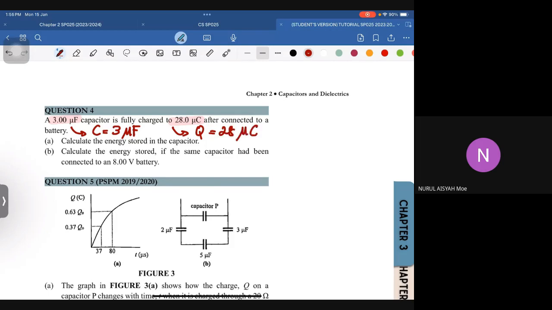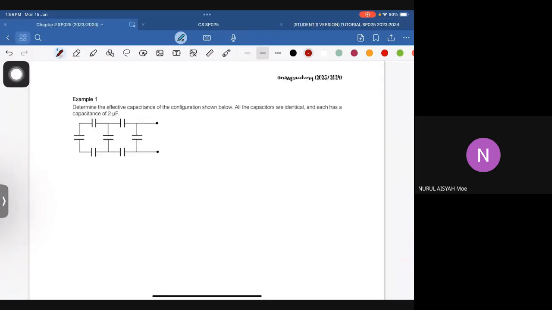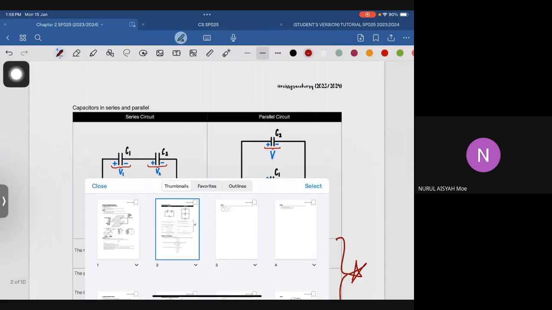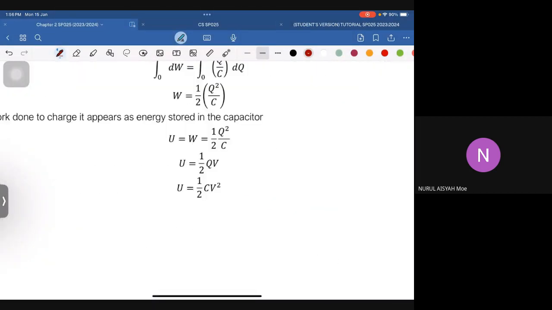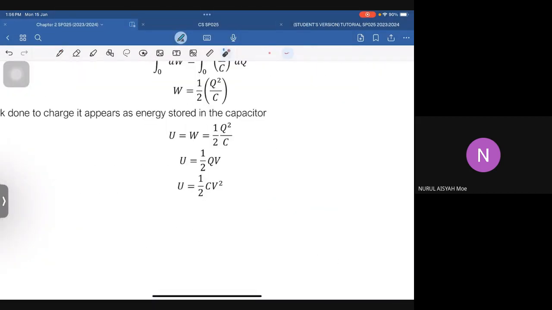So the first question asks us to calculate the energy stored in a capacitor. So since energy stored ni dia ada bagi dalam formula sheet, it's not really a problem lah. Kamu just apply formula tu dalam soalan. Okay, masalah di sini kalau kamu tidak ingat lah energy stored apa simbol dia. So kamu kena hafal. Energy stored simbol dia adalah U. Okay, so sama juga kalau dia tanya work done to charge, itu sebenarnya U juga. Okay, so the definition of each symbols tu kamu kena hafal sendiri.